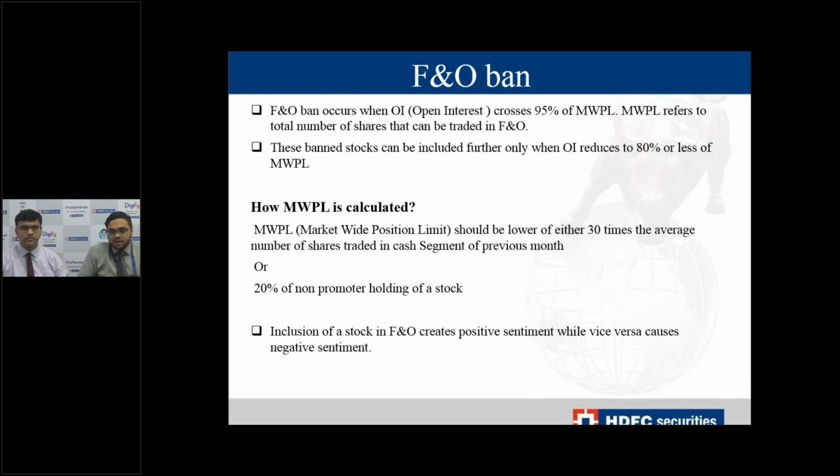Then how is the market-wide position limit calculated? It should be lower than either 30 times the average number of shares traded in the cash segment in the previous month, or 20% of the non-promoter holding of a stock. It is very simple. Third, inclusion in FNO creates a positive sentiment, while a ban creates a negative sentiment when the stock is excluded from the FNO list.